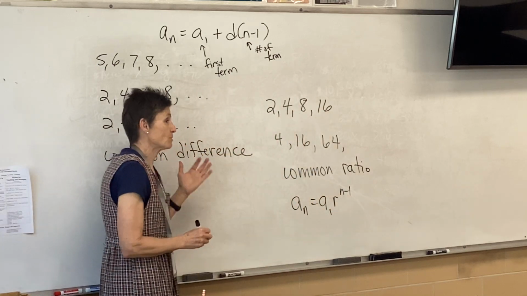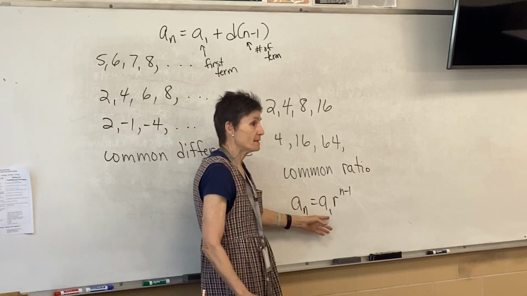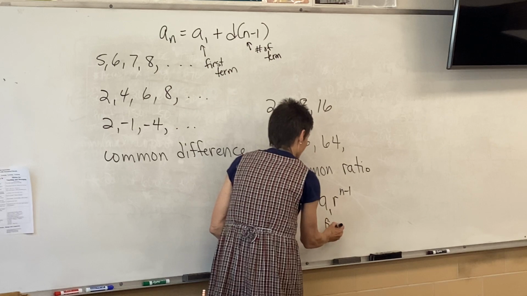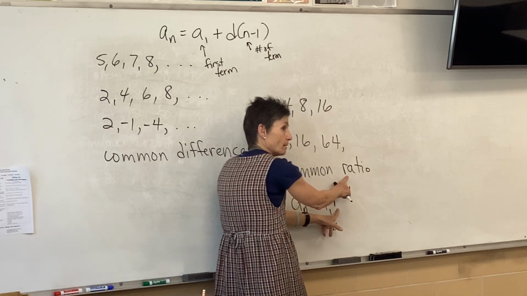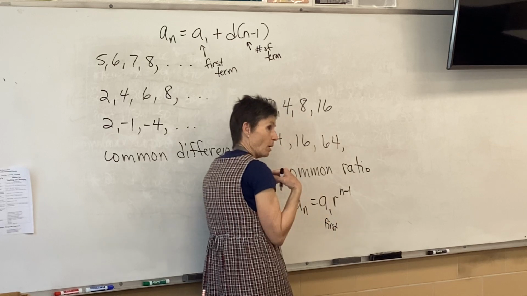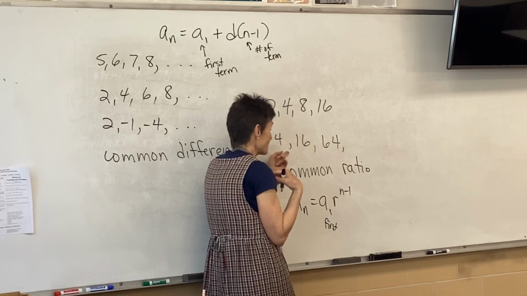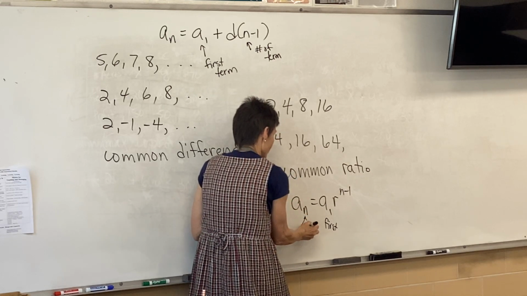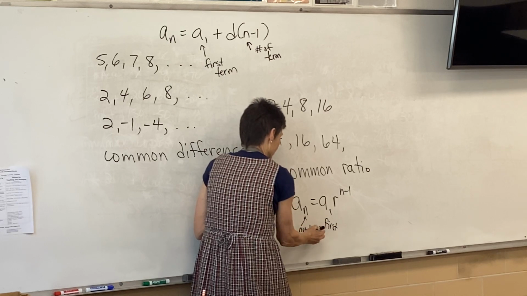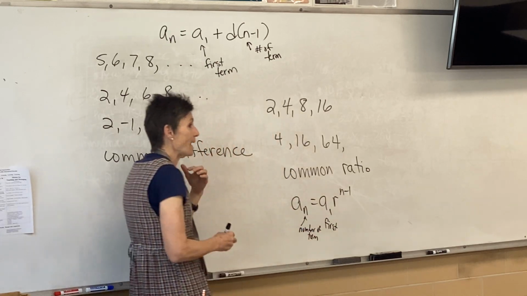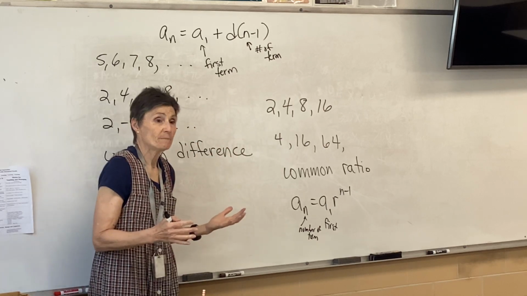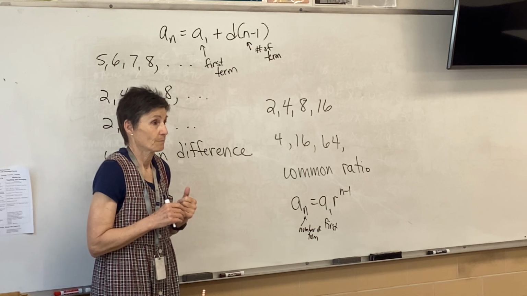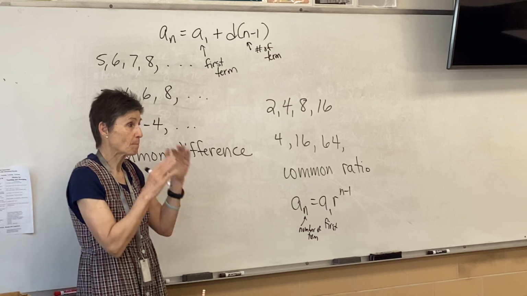Now, all of the letters mean the same thing. So A sub 1 means first term, just like it does up here. It's the first term. What do you think the R stands for? Ratio. The ratio. So in my problem, R would be 2. In Grant's problem, R is 4. And N is, of course, the number of terms. So if you had A sub 10, then you would be talking about the 10th term. All right, so that's just basic vocabulary.